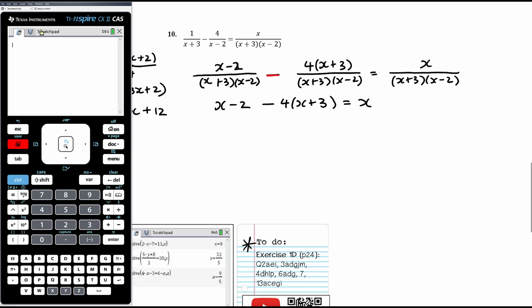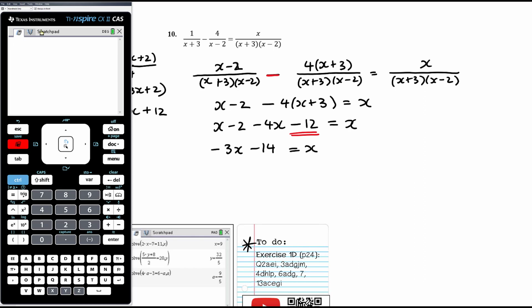So let's expand out the brackets on the left hand side. We've got x minus 2, take away negative 4 times x, so minus 4x, negative 4 times 3 minus 12 equals x. Again, this will be the term that you'll make mistakes with if you're not careful about that subtraction between the fractions. If you collect like terms on the left hand side, x minus 4x is minus 3x, negative 2 minus 12 is negative 14, and that equals x.